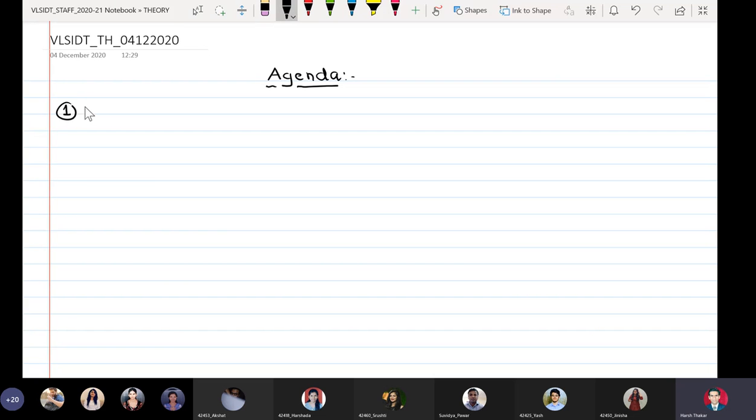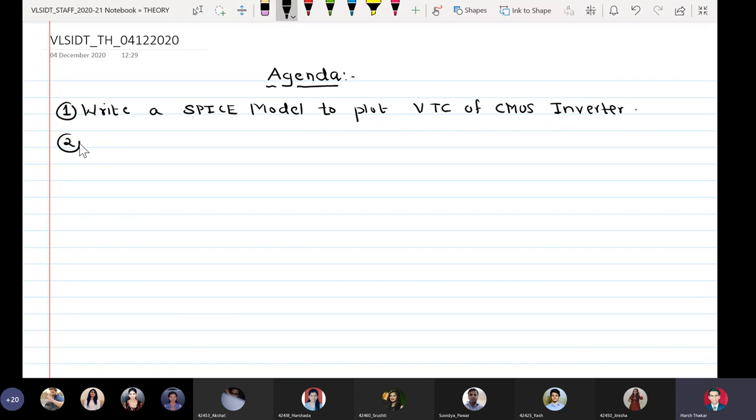First agenda is to write a SPICE model to plot the VTC, voltage transfer characteristics of a CMOS inverter. Okay, and second is we are going to speak about crosstalk.